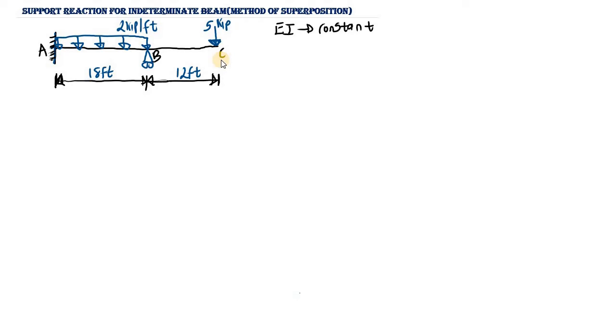At point A we are going to have 3 unknown reactions: an unknown reaction AY, an unknown reaction AX, and an unknown bending moment MA. Then at point B we are going to have an unknown vertical reaction BY. So these are the reactions we need to calculate. When we want to use the method of superposition, we have to follow a series of steps. The first step is to check the determinacy.